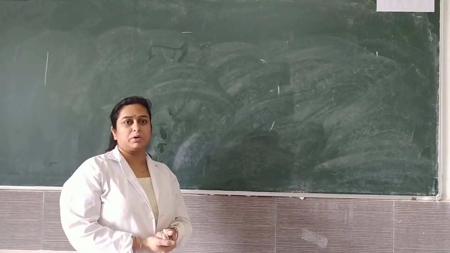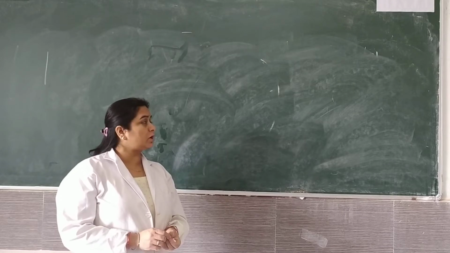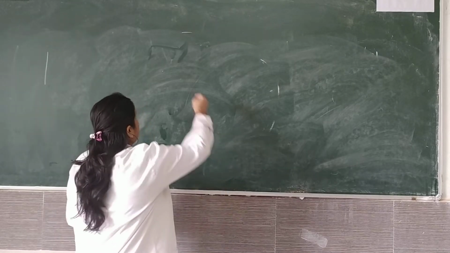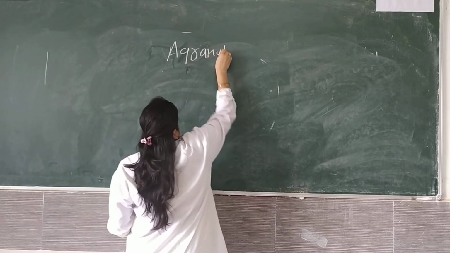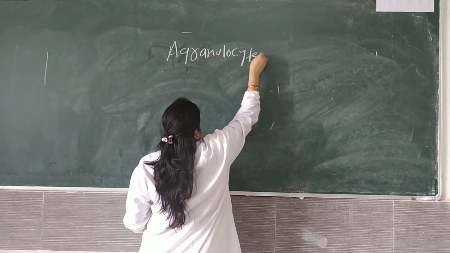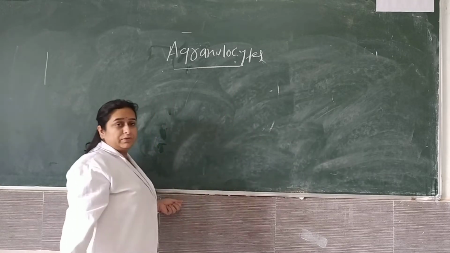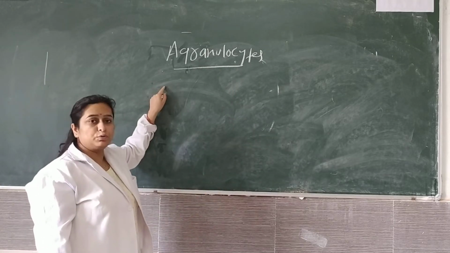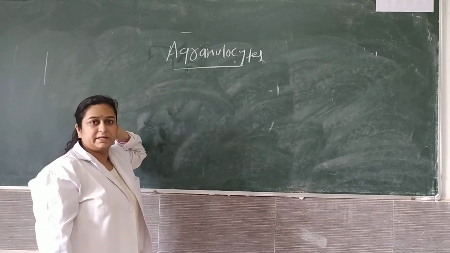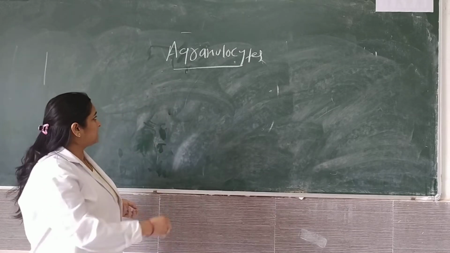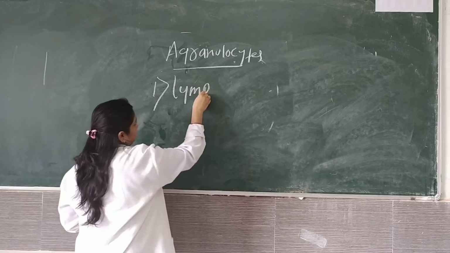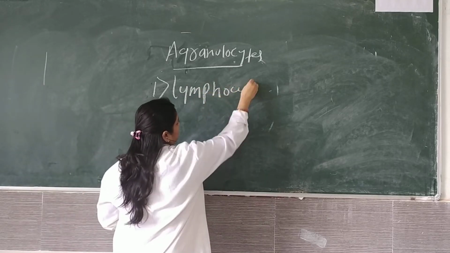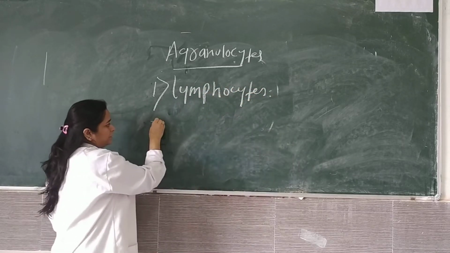Earlier we have talked about granulocytes. Now we'll talk about agranulocytes. As the name indicates, the granules of these WBCs do not contain any granules. So what are those cells? They are lymphocyte and monocyte.